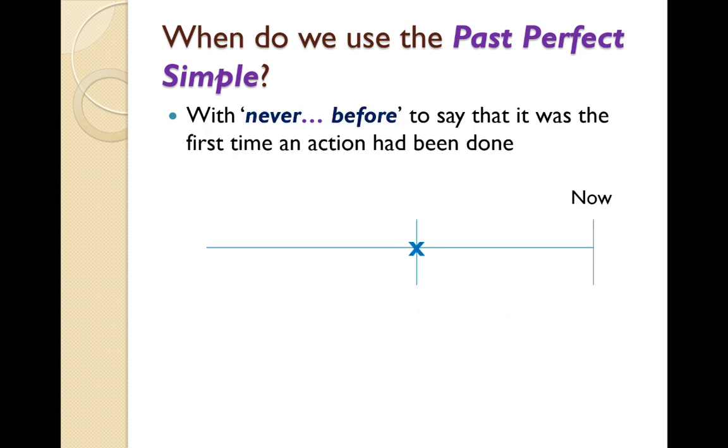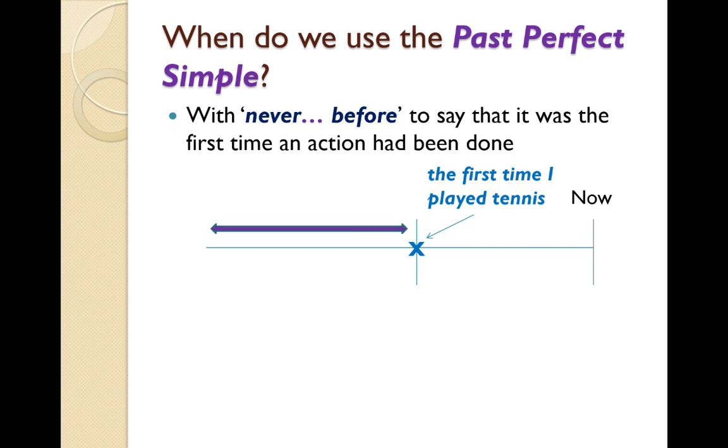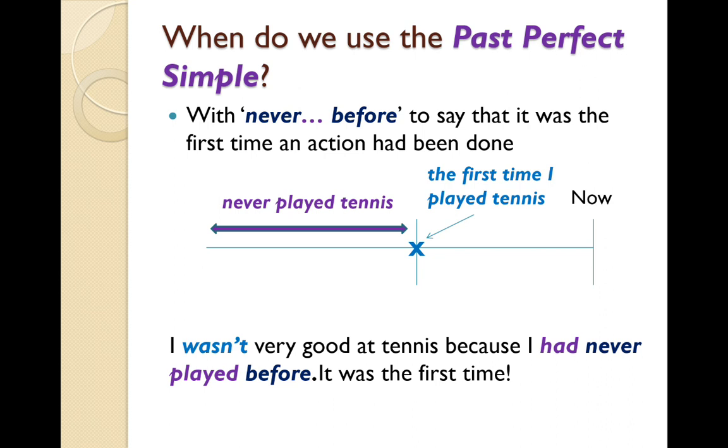Let's see, so we have our point in time. The first time I played tennis. And before that, I never played tennis. So in this case, the specific point refers to the first time that an action was done. I wasn't very good at tennis because I had never played before. It was the first time.